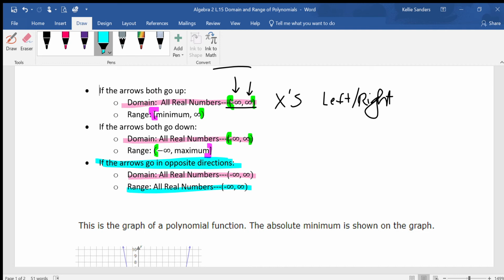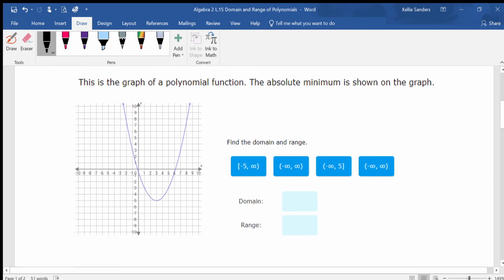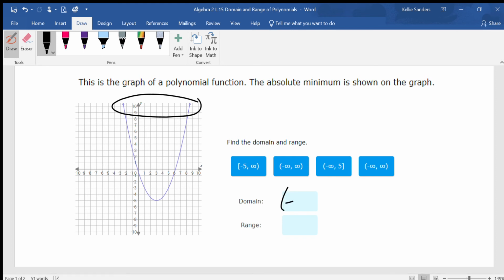If your arrows are both going up or both going down, it is not going to be negative infinity to infinity. And I will explain that better in just a minute, but that kind of gives you a guideline of what's going on. So let's look at the first graph. Both arrows are going up. What's the domain? The domain is negative infinity to infinity because I already told you that that's always going to be used. You can use either one, just scroll it into that box and be done with the domain.